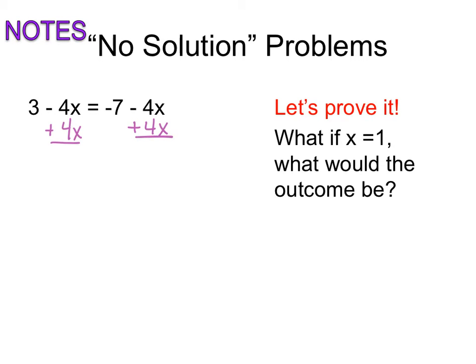And when I go to simplify it, I have negative 4x plus 4x cancels. But then on the other side, I have negative 4x plus 4x, and that's going to cancel. So that's going to leave me with the statement 3 is equal to negative 7. And we know that 3 does not equal negative 7. So we normally write not equal to by putting a line through an equal sign. Because they are not equal, there is no solution for this problem.